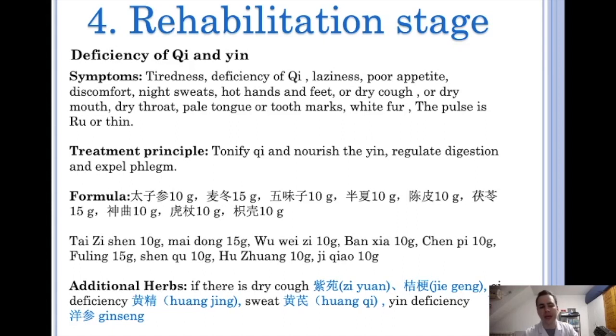we can use Huangjing, okay? So Huangjing is, sorry, I don't have the term, but it's the yellow part of the egg. You take the yellow part and then you can put it inside the formula and boil it with that, okay? But if it's a strong deficiency of qi and the patient is also sweating a lot, we can use Huangqi. That is a really good herb, okay? And for yin deficiency, we can use Xiyangshen, the Wisconsin ginseng that is really famous in America.